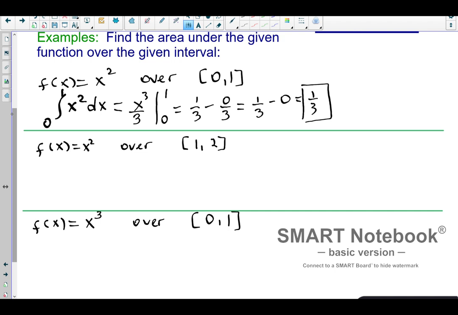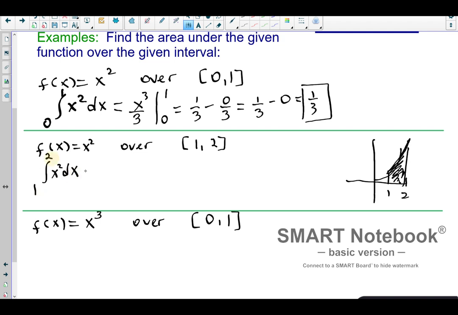f of x equals x squared over the interval from 1 to 2. How do you find the area under f of x equals x squared from the point 1 to the point 2? This is the area we're looking for, and we're not going to split it into small rectangles and so forth. Instead, applying this fundamental theorem, we're going to integrate the x squared function from 1 to 2.